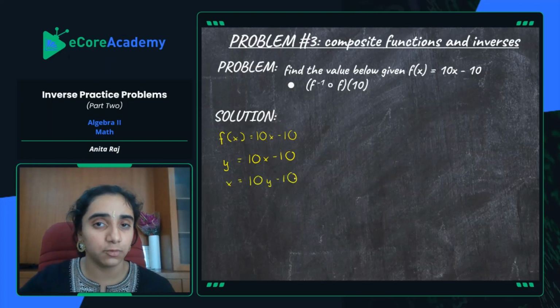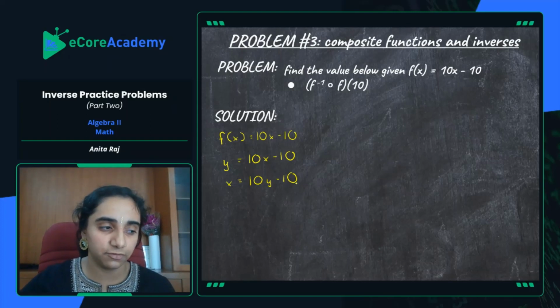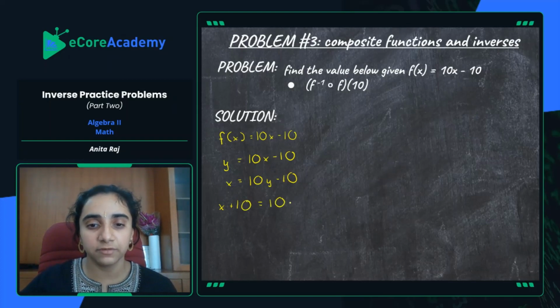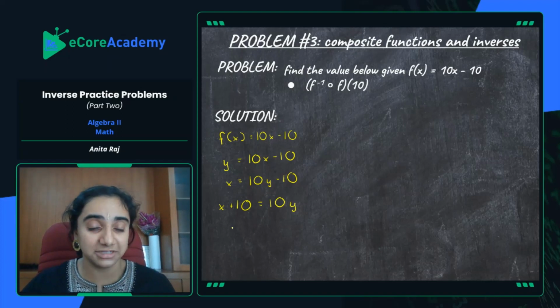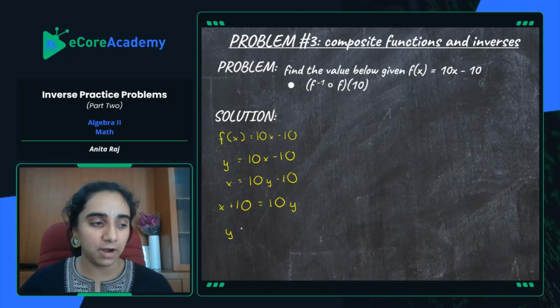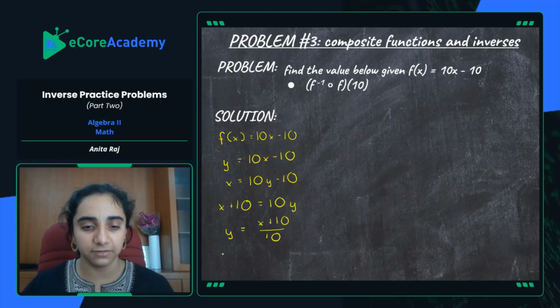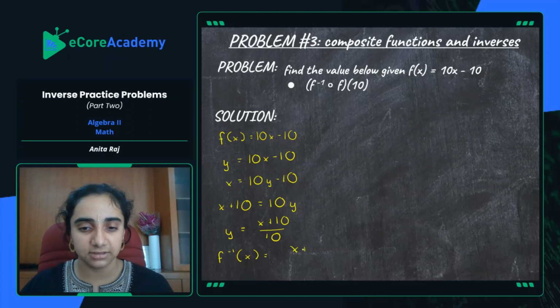Now we're going to solve for y, trying to isolate it. So we're going to first add 10 to both sides, so we get x plus 10 is equal to 10y. And then all we have to do now to get y by itself is divide both sides by 10. And if we do that, we get y is equal to (x plus 10) divided by 10. And we can leave this as is. And if you want to write this in proper inverse notation, it says f to the power of -1, f inverse of x, is equal to (x plus 10) over 10. All right, so we found the inverse.